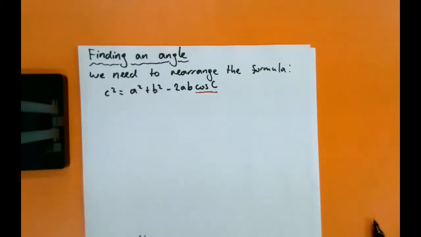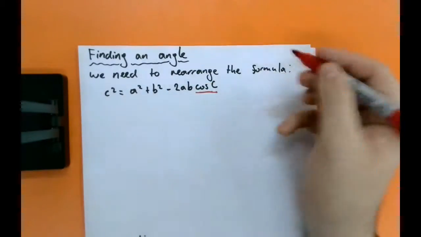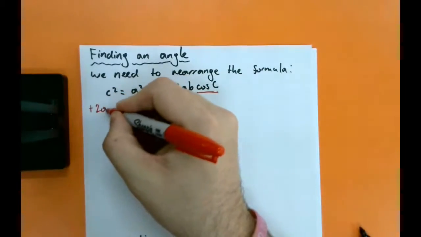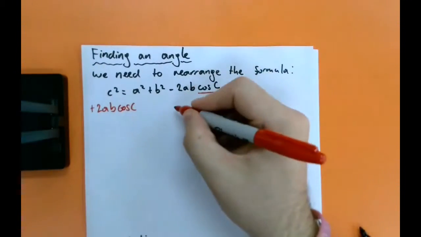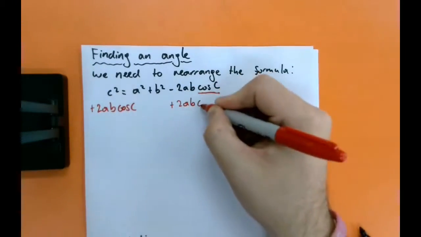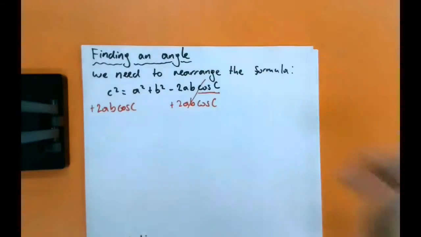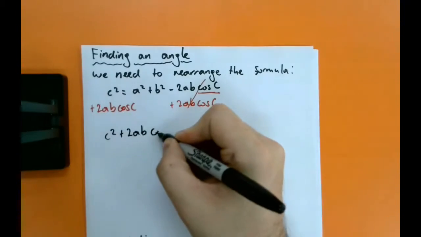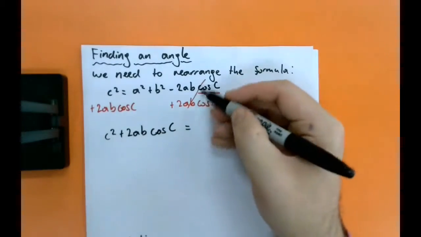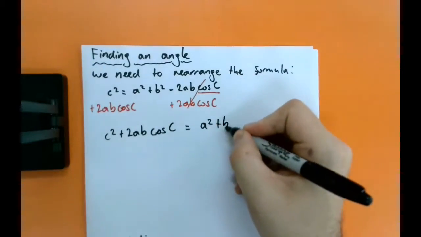Just like with solving equations, what I want you to realise here is that I can remove this from this side to the other side of the equal sign by adding it to both sides. So if I add 2ab cos c to the left hand side, and what I do to one side I do to the other, plus 2ab cos c, these two are going to cancel out. So now on the left hand side of the equal sign we're going to have c squared plus 2ab cos c is equal to, this is now cancelled out, so we're only left with a squared plus b squared on the right hand side.